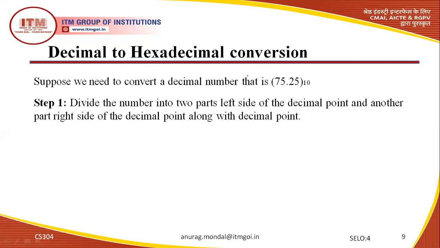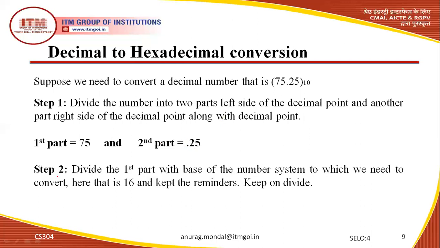First step, the same thing, we have to divide the whole decimal number into two parts. First part, the left hand side of the decimal point. Second part, the right hand side of the decimal point, and we need to take the decimal point also within the second part. Okay, now the second step is the same here. We have to divide the first part by 16 and keep the remainders and keep on dividing.